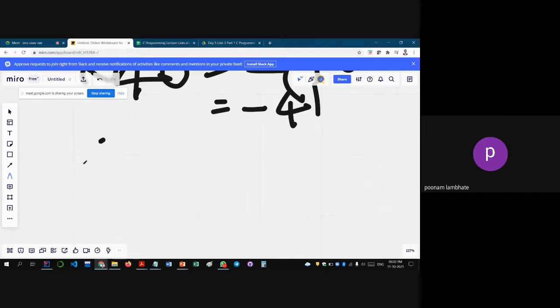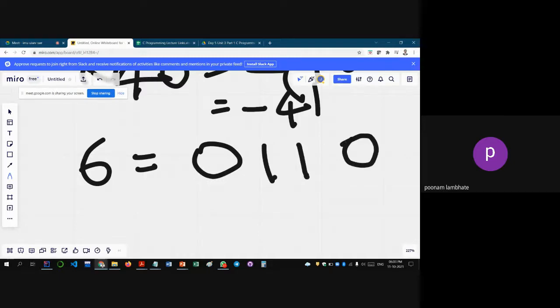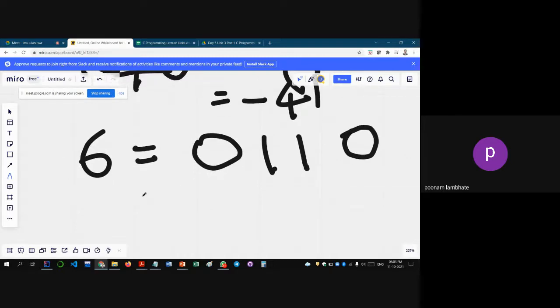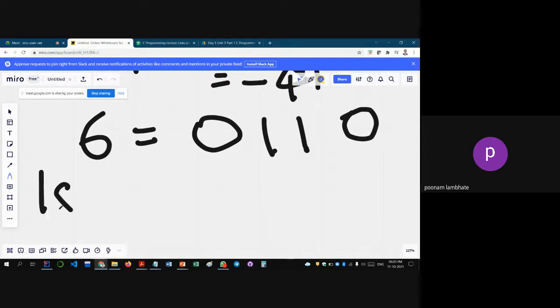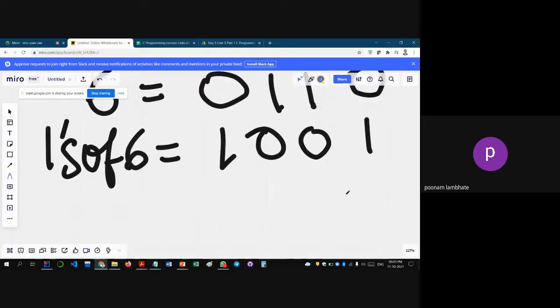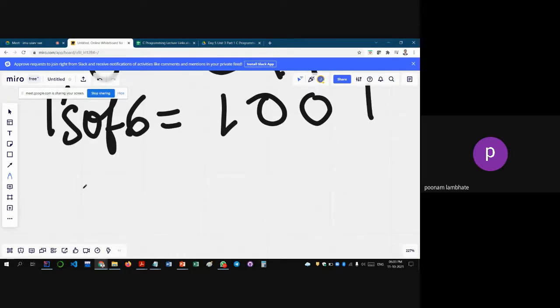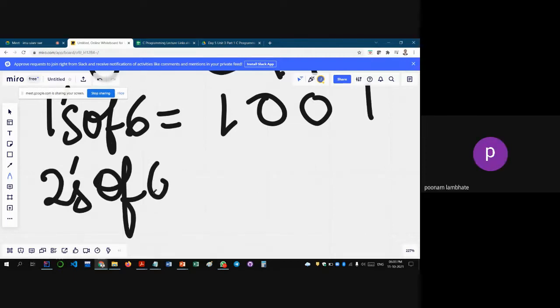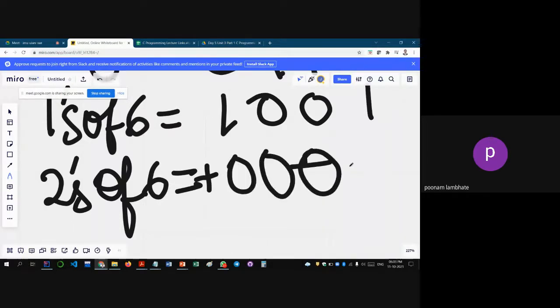For example, the value of 6 in binary is 0, 1, 1, 0. The 1's complement means you're reversing the bits, so the 1's complement of 6 is 1, 0, 0, 1. If you want to find the 2's complement of 6, what will you do? Do you know how to find the 2's complement of a number? Plus 1. Very good. So the 2's complement of 6 is nothing but adding 1 to its 1's complement. So plus 1 means it is actually plus 0, 0, 0, 1.